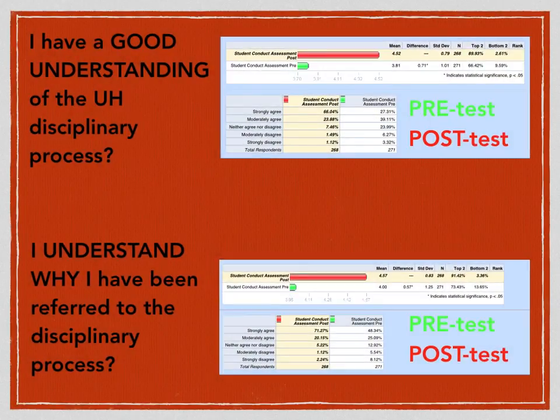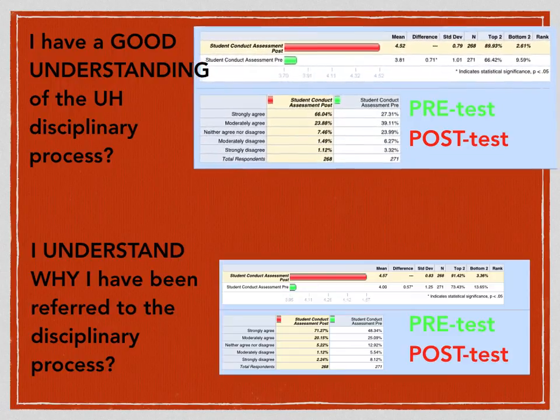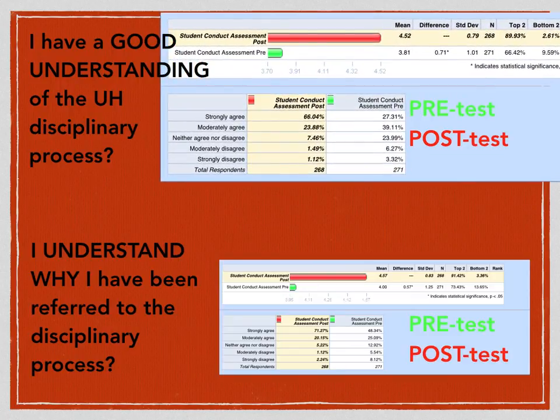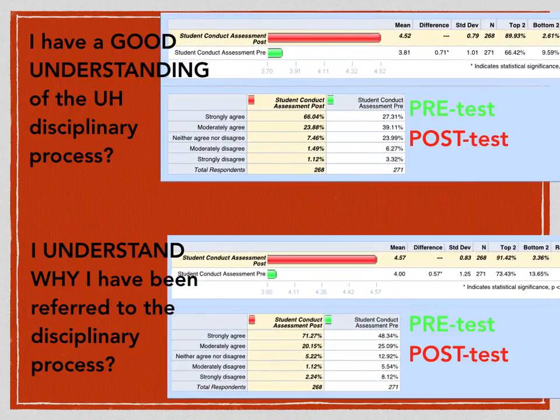So here are some results of the data that we collected relative to a student's understanding of the disciplinary process and why they were referred to the Dean of Students office. You will see here that the green bars represent information from the pre-hearing or that pre-meeting data, and the red bars reflect the post-hearing or the post-meeting data. In each of these categories, you'll notice a significant increase in student understanding as a result of participating in the hearing process.